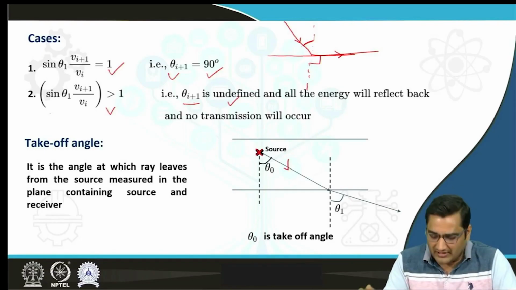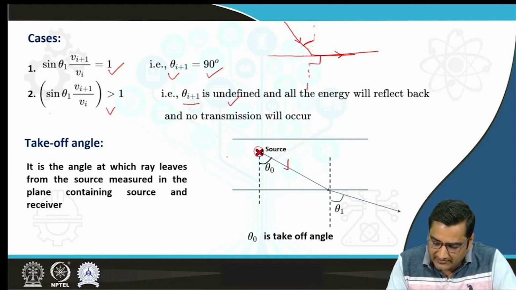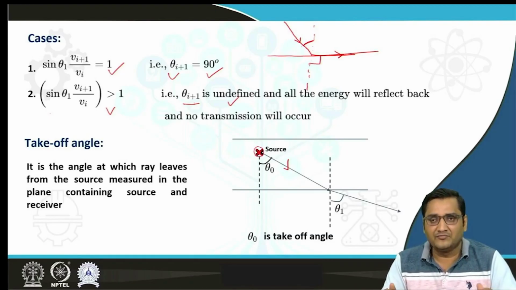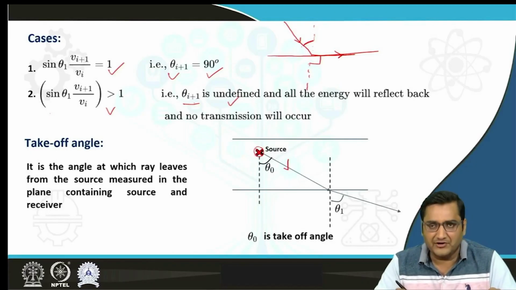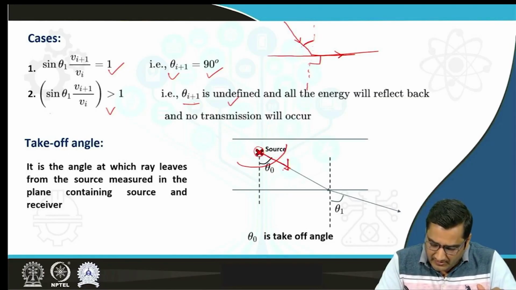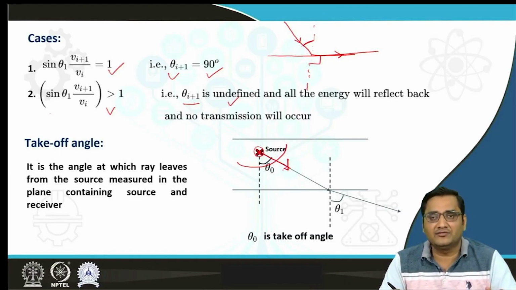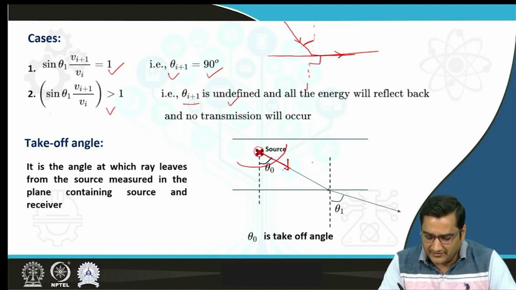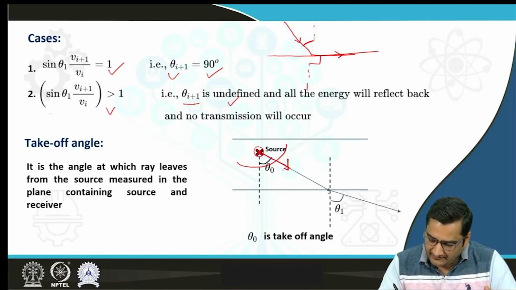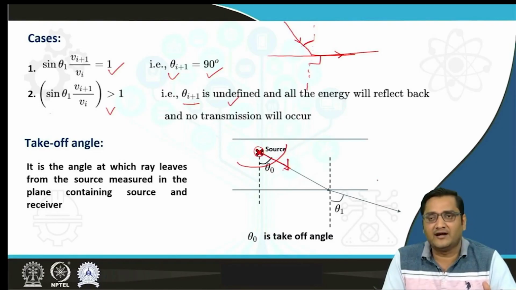If you talk about an earthquake, suppose this is the location where the earthquake has happened. Then the energy will be leaving in the form of wave fronts. We are going to talk about a particular ray that is perpendicular to the wave front. Suppose this is the wave front, and we are talking about this ray only, and this ray is emanating from this source at an angle theta naught from the vertical. So this theta naught is the takeoff angle, because this is the angle at which this particular ray leaves the source, and when it hits this interface it gets refracted at an angle theta 1.